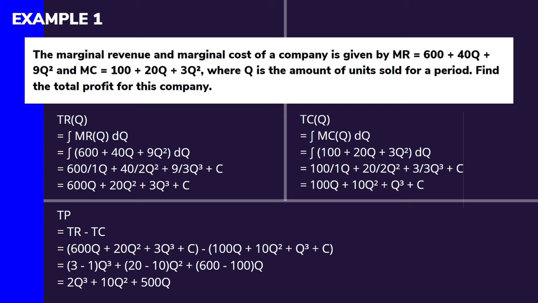Last, we need to find the total profit. To obtain the total profit, we need to take total revenue subtract total cost. So 600Q plus 20Q square plus 3Q cube plus C subtract 100Q plus 10Q square plus Q cube plus C. So we obtain 3 minus 1 Q cube plus 20 minus 10 Q square plus 600 minus 100 Q. So the final answer is 2Q cube plus 10Q square plus 500Q.